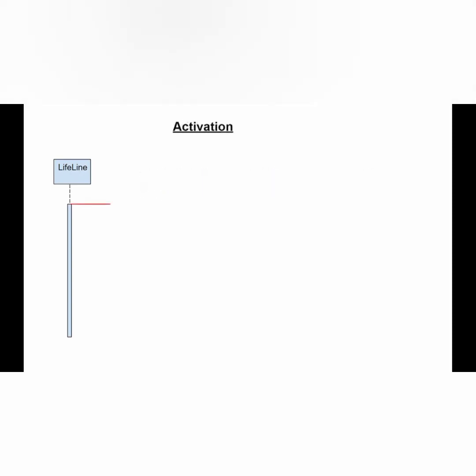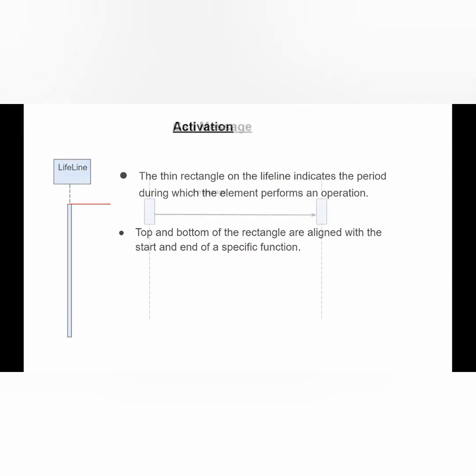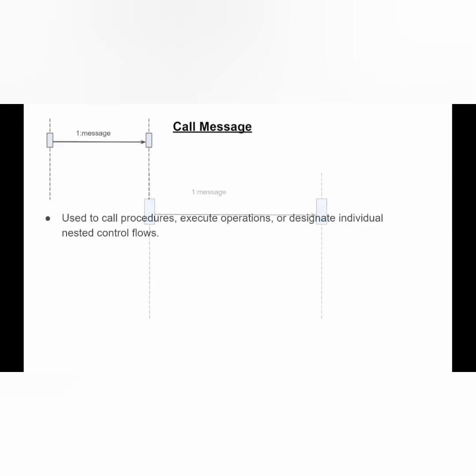Activation. The thin rectangle on the lifeline indicates the period during which the element performs an operation. Top and bottom of the rectangle are aligned with the start and end of a specific function. Call message. Used to call procedures, execute operations, or designate individual nested control flows.